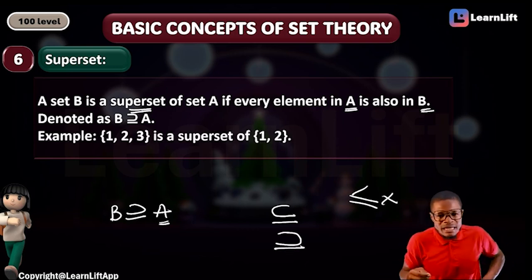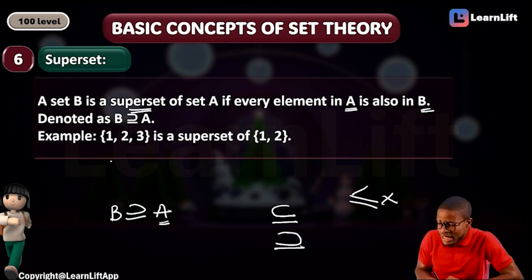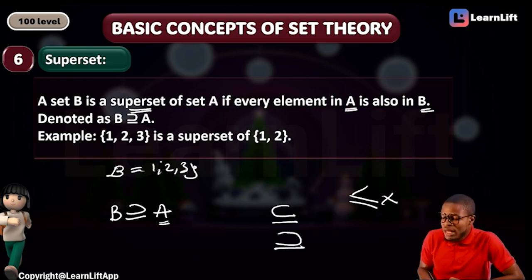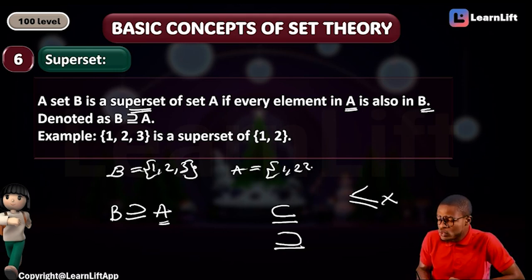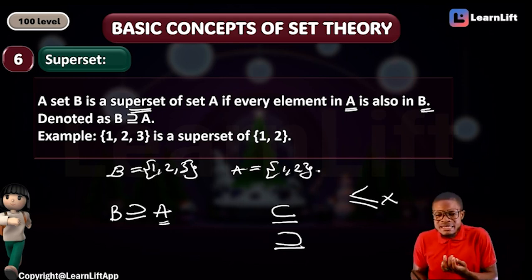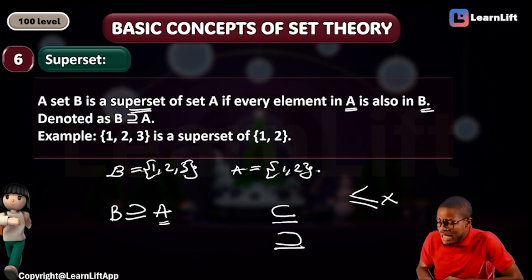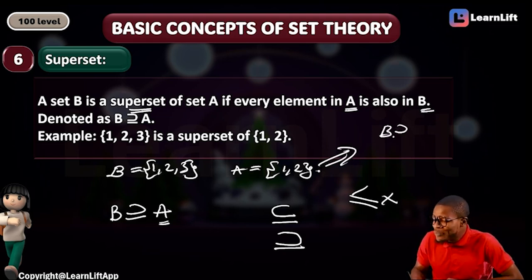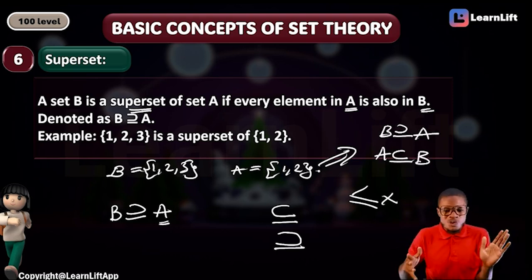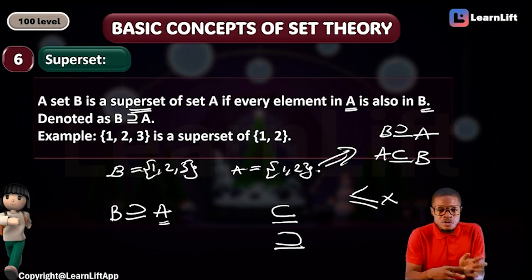Now look at this very fast. Example, let's say set B is 1, 2, and then 3. And then we have another set, set A, which is 1, 2. Now what can you conclude from here? You can say that one is a subset of the other, while the other is a superset. What it means is that B is a superset of A, or A is a subset of B. Are you seeing it now? So just understand when you are using one and when you are using the other.